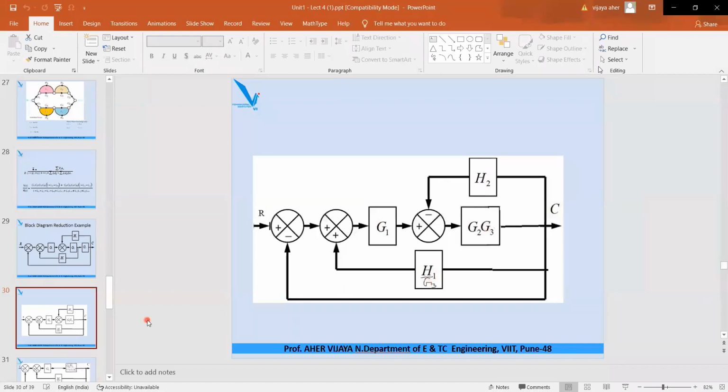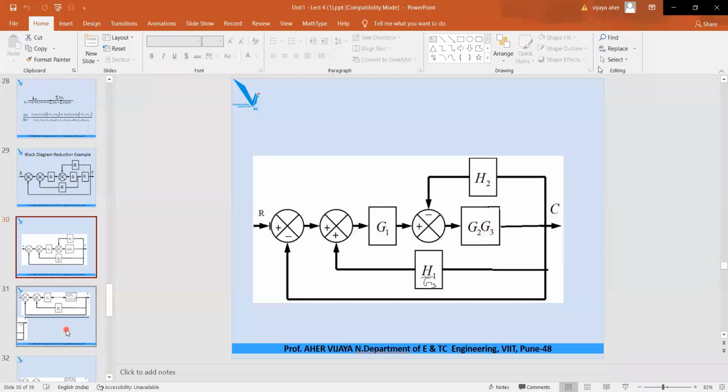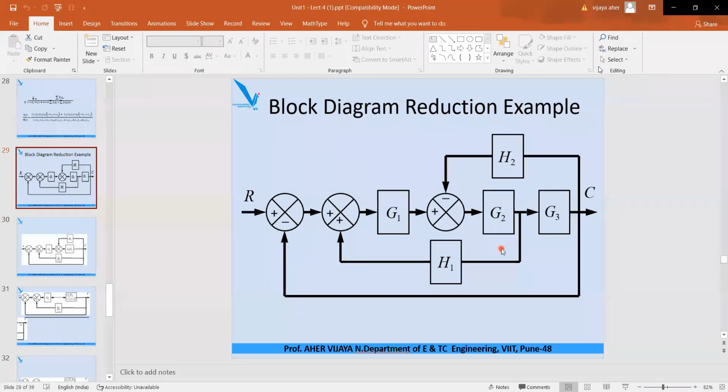Now, next step. Please draw the diagram. We have reduced. First step: G1, and G2 into G3 we have combined. Second step: H1 divided by G3. Let's move ahead. Understood? How I have drawn this diagram? So this is your diagram, the given diagram, and you are going to reduce it.